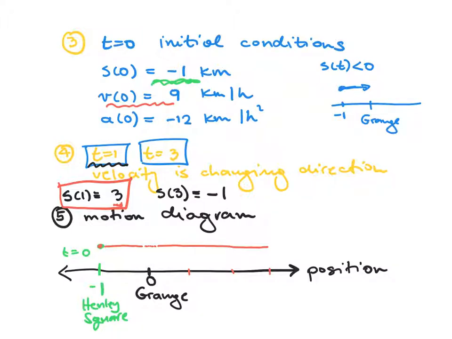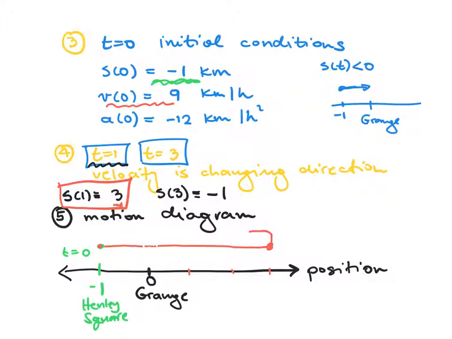Then I do know at this instant that velocity is changing direction. And we can see that this is after 1 hour, isn't it? Yes, 3 kilometers. And then what is happening here is changing direction. So I guess it has to go this way, isn't it?